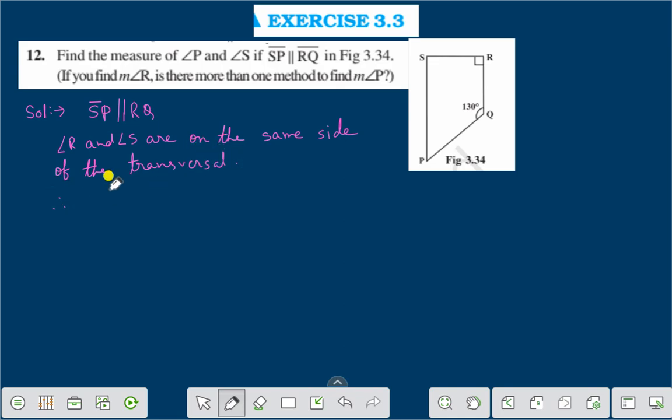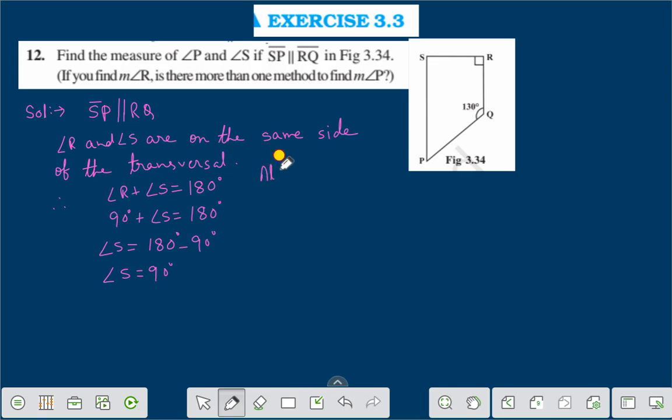Therefore we can write that angle R plus angle S is equal to 180 degree, because angles on the same side of the transversal are supplementary. Here angle R is given as 90 degree, therefore 90 degree plus angle S is equal to 180 degree, or angle S is equal to 180 degree minus 90 degree, therefore angle S is equal to 90 degree.